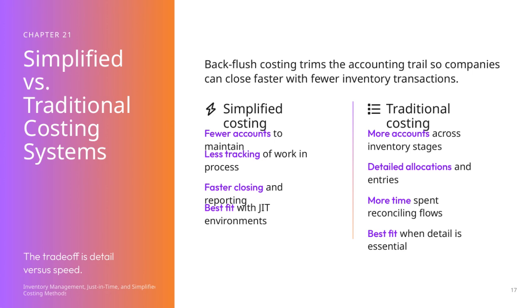On the other hand, traditional costing involves more detailed allocations and multiple accounts across different inventory stages. While it requires more time to reconcile inventory flows, it provides a higher level of detail, which is essential for companies that need precise cost tracking. Additionally, backflush costing, a part of simplified systems, reduces the accounting trail, allowing companies to close faster with fewer inventory transactions. Essentially, the choice between simplified and traditional costing depends on whether a company prioritizes speed or detailed accuracy in its inventory management.